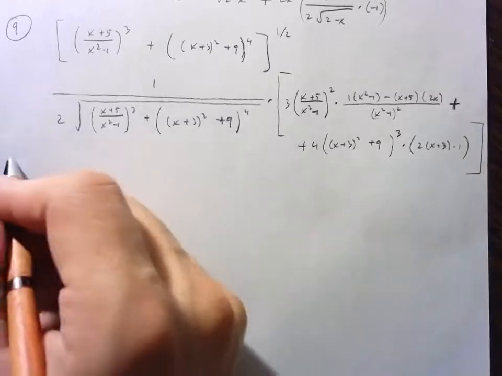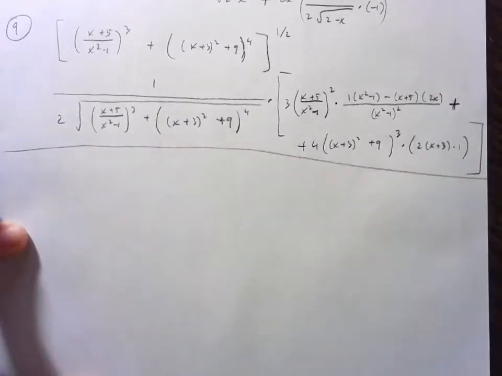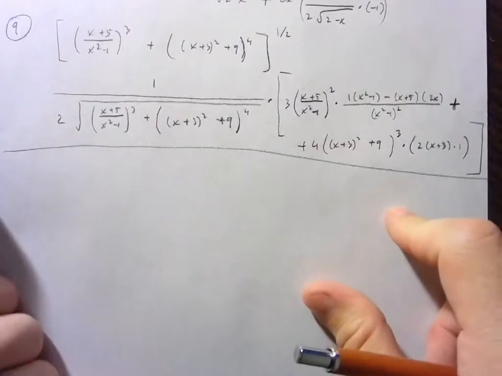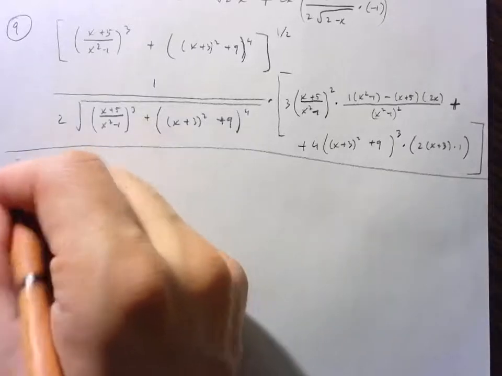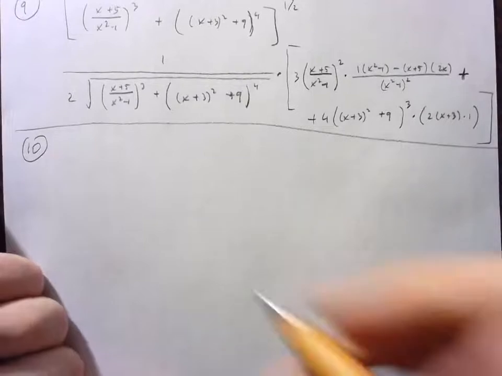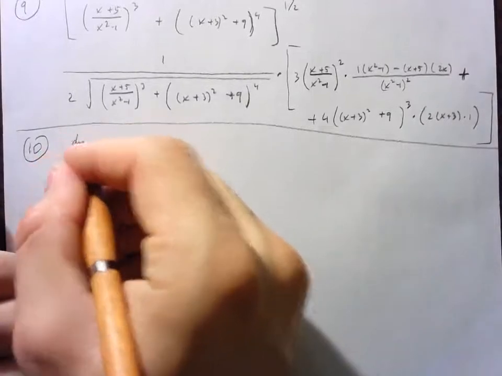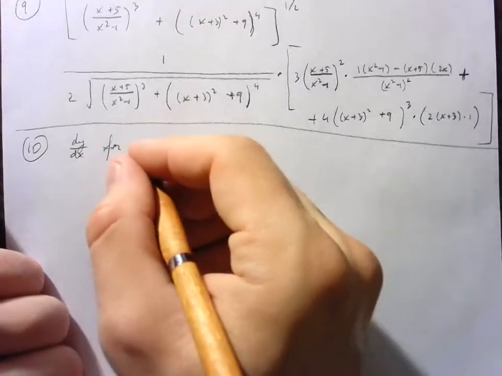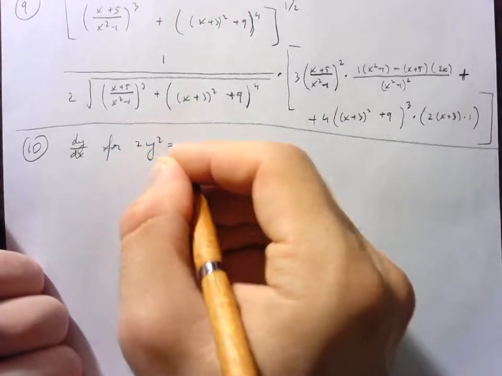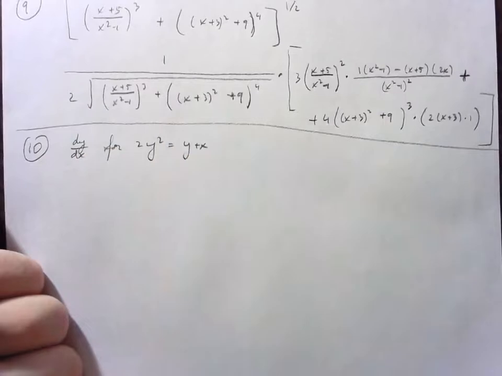Okay, so that was problem 9. Basically, so far we've been just doing some basic derivative things. Now we're getting to things that are a little more involved. So we're getting to implicit differentiation. So problem 10, and I'll start with part A. I want to find dy dx for the function 2y squared equals y plus x.